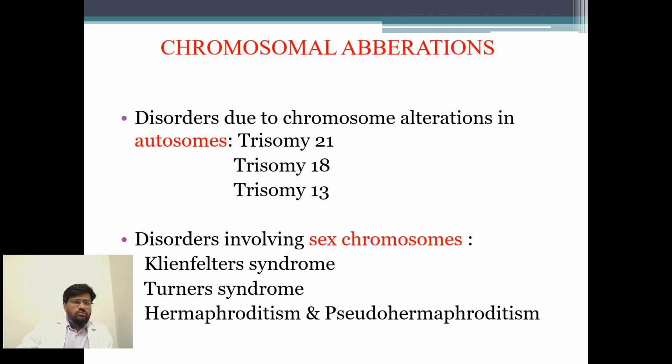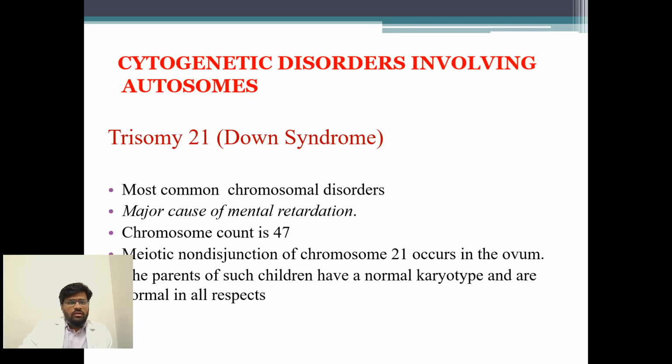So what are the chromosomal aberrations? We learn chromosomal abnormalities under two headings: autosomes and sex chromosomes. Defects in the chromosomes, that is autosomes, and defects in sex chromosomes. In autosomes, we learn three headings: trisomy 21, trisomy 18, and trisomy 13. Whereas disorders involving sex chromosomes include Klinefelter syndrome, Turner syndrome, hermaphroditism, and pseudohermaphroditism. So we'll go one by one.